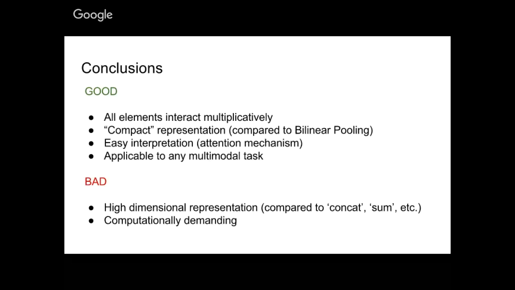And then the bad aspects, from my point of view, are that even though they call it compact compared to the full bilinear model, having 16,000 features sometimes is too much. And if we compare it with the concatenation or the element-wise summation, it's still very high. And I've tested this model, and it's quite computationally demanding, given this high dimensional representation.